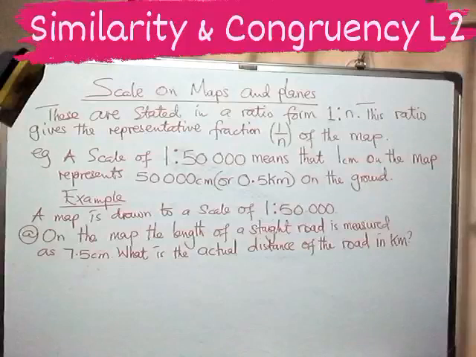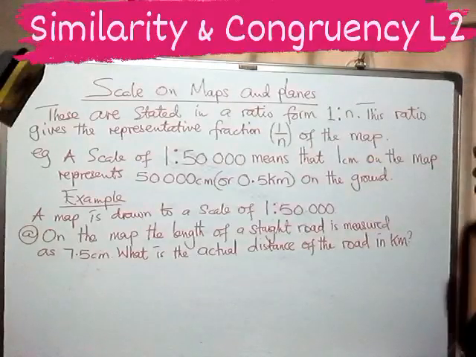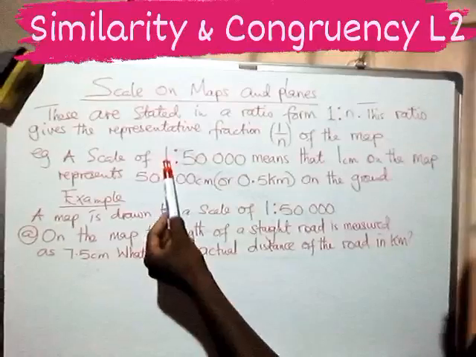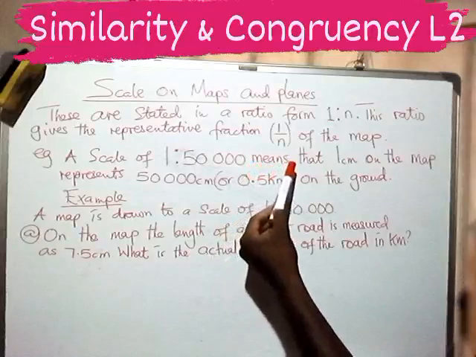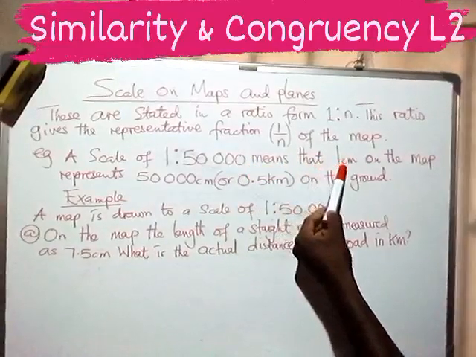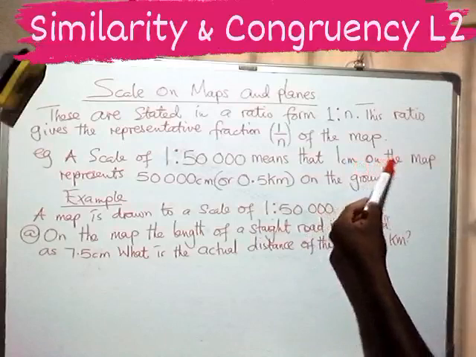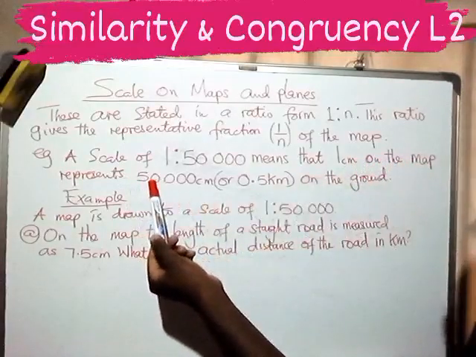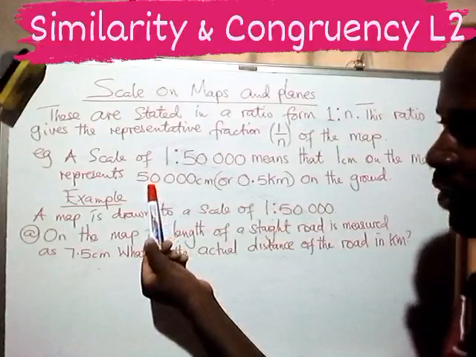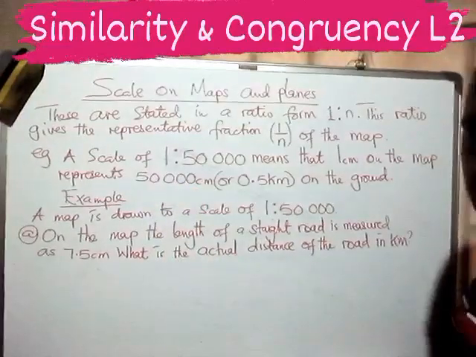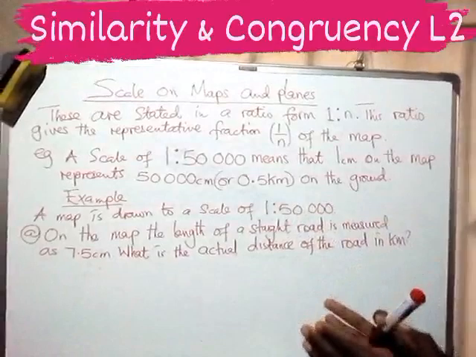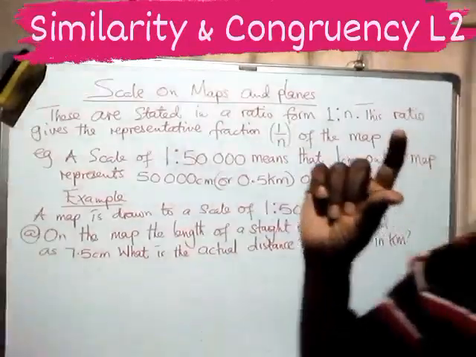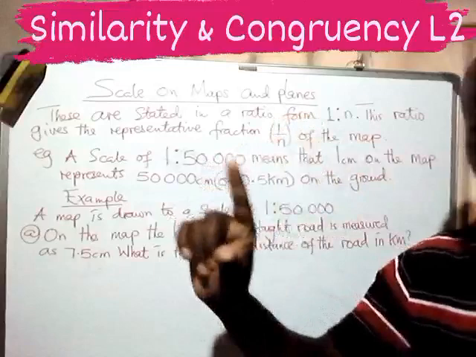What do we mean? We have an example where we are told a scale of 1 to 50,000 means that 1 centimeter on the map represents 50,000 centimeters on the actual ground. If you see a scale which is 1 to something, this means that 1 centimeter on the map.